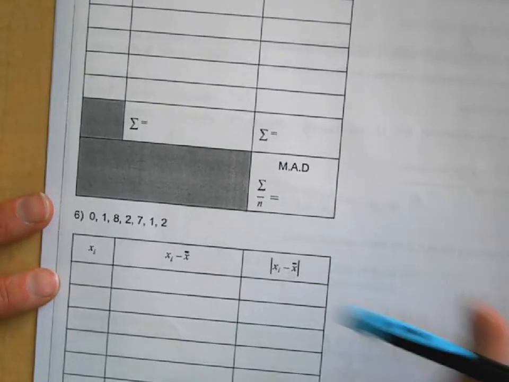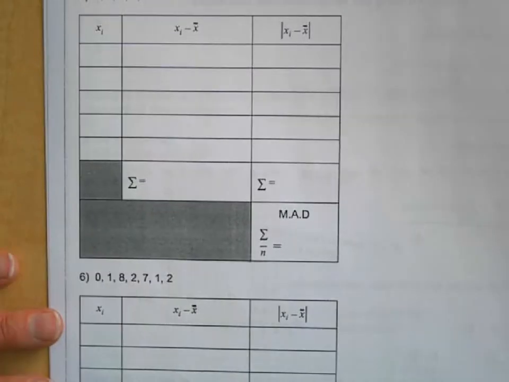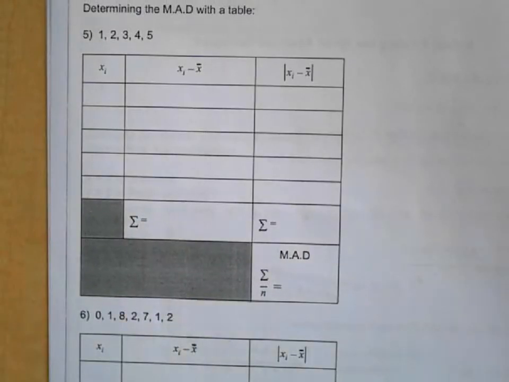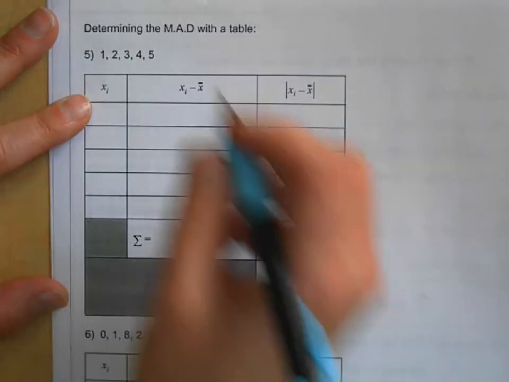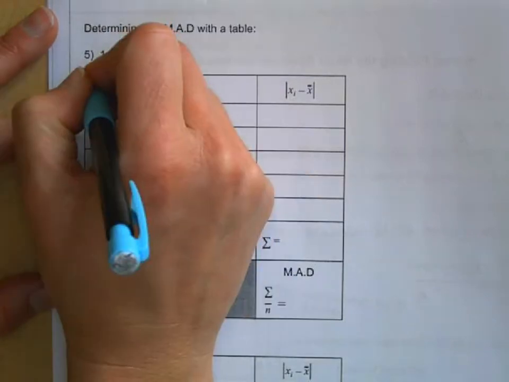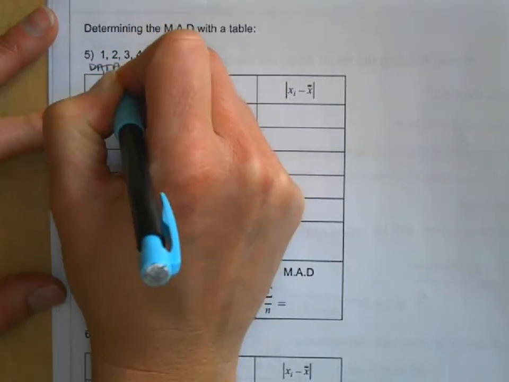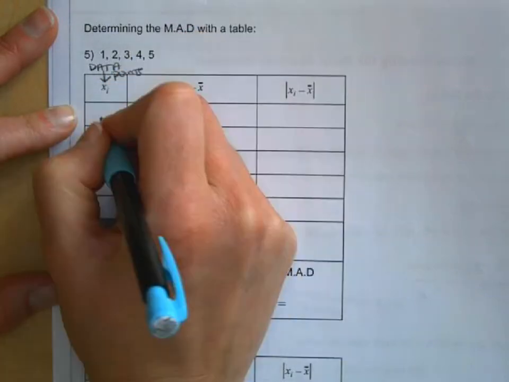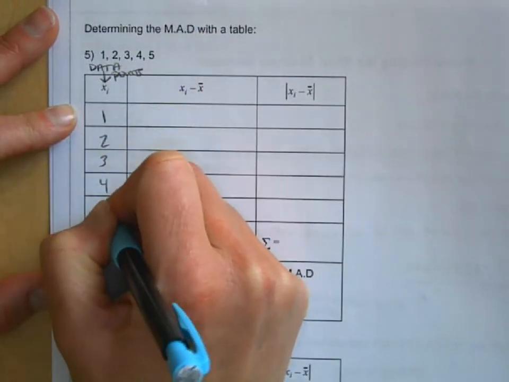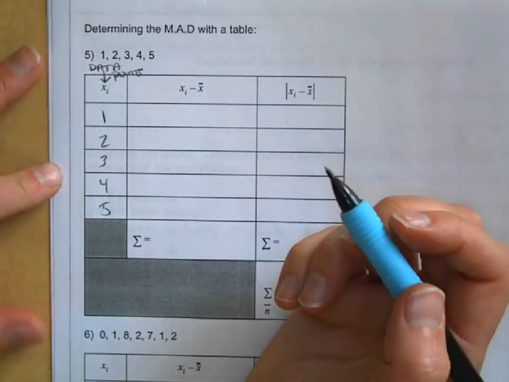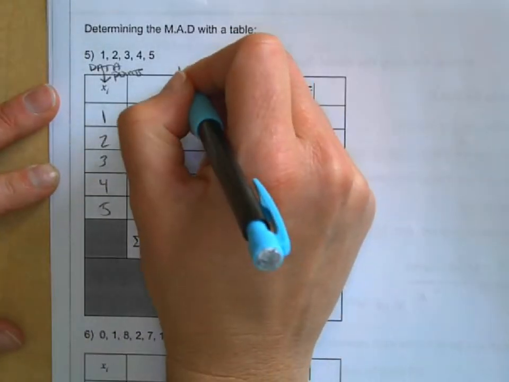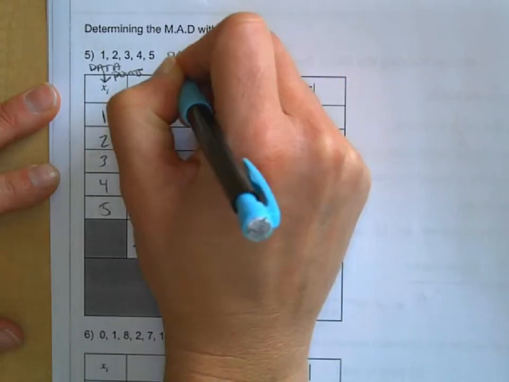And we are going to do one of our tables here. So we are determining the MAD with our table. So this is just a way to kind of organize our work, a different way to do this. So we have the data points 1, 2, 3, 4, and 5. I'm going to define what each of these actually mean here. So these right here are the data points. I'm going to put 1, 2, 3, 4, and 5. Those are my data points.